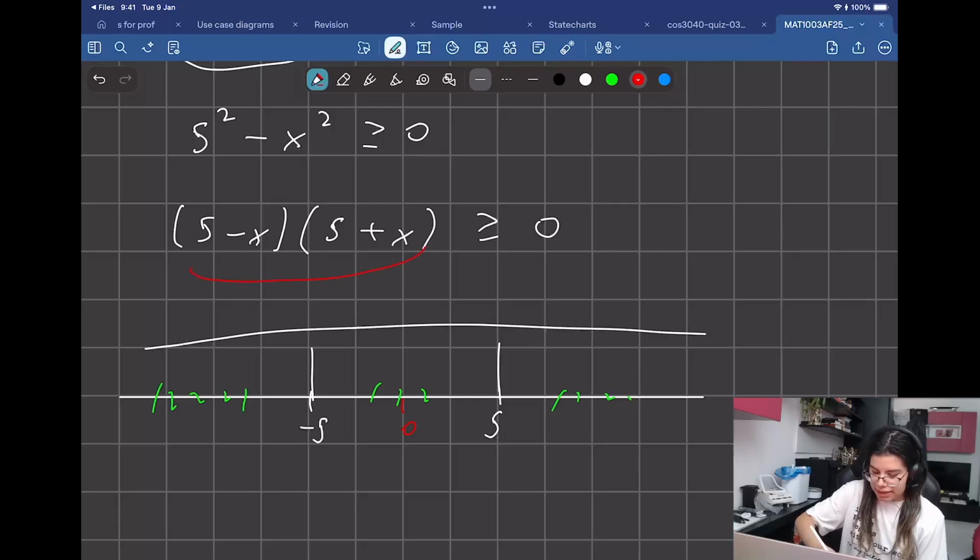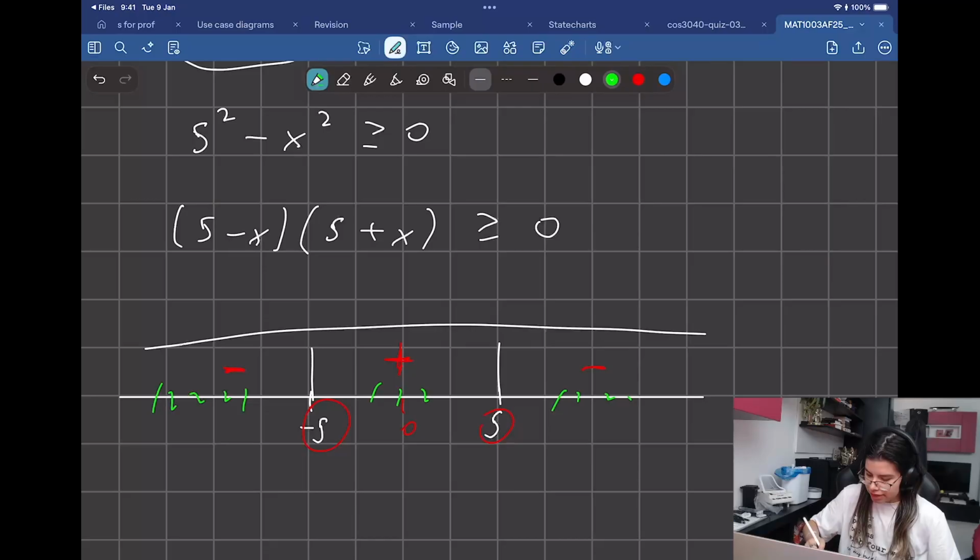And then I just plug it into the original equation and I check if I receive a positive or negative number. Okay, so if I plug in 0, I'm gonna have 5 minus 0 times 5 plus 0, which is gonna be 5 times 5, which is 25, and it's greater than 0. So this whole range here between -5 and 5 is gonna be positive, okay? And then most of the time, these are alternating, so I can assume that the ranges on the left and the right are going to have a minus sign. But on the test, I recommend that you still test it.